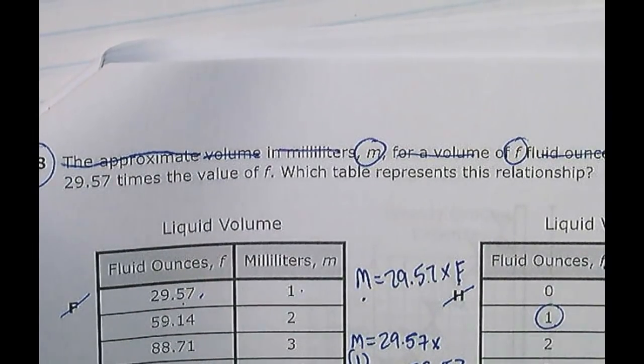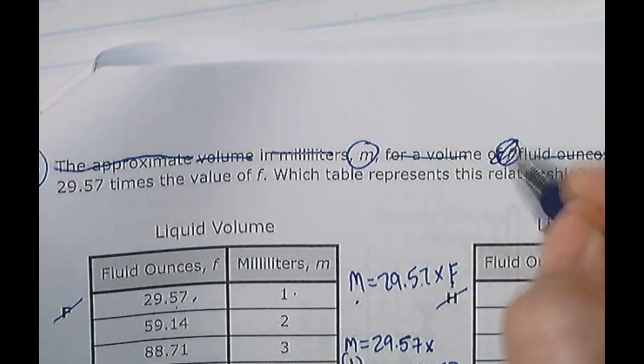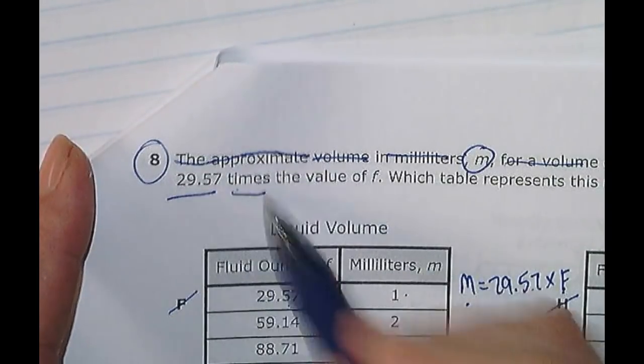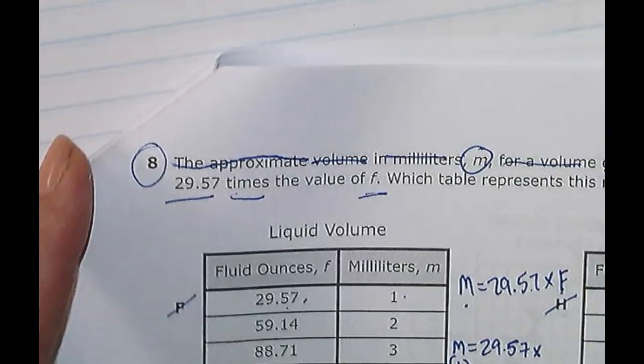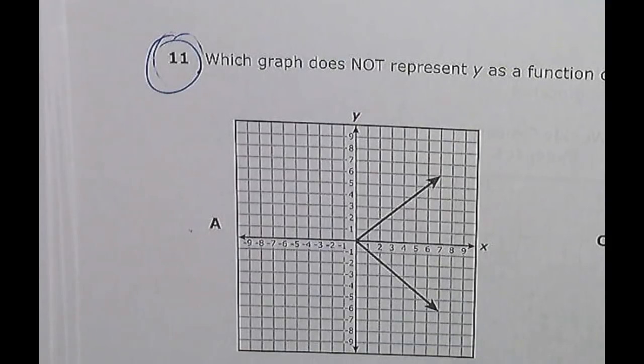And why would they do that? Because it worked. It confused you. So M was right, F goes out. So M equals this number times F. Not too bad once you dig through it, but yikes. Next question. Alrighty, now we're on question 11.